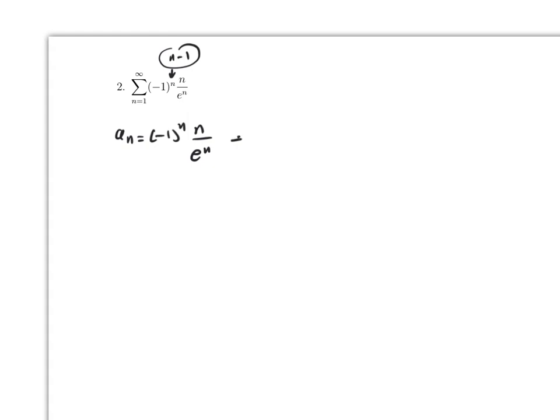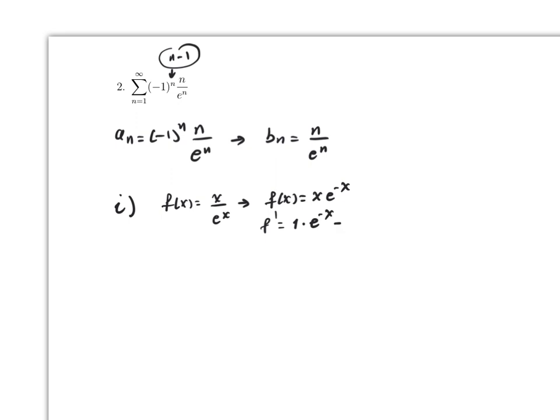So here, clearly bn is just n over e to the n. The first thing you have to check is whether this is decreasing. So let's say f of x is equal to x over e to the x. Notice that you can rewrite this as x e to the minus x. If you take the derivative using the product rule, this will be 1 times e to the minus x, minus e to the minus x times x. So it will be e to the minus x times 1 minus x.